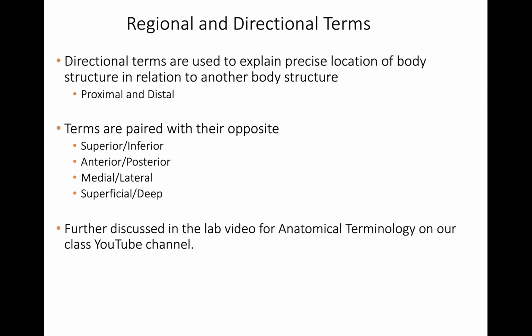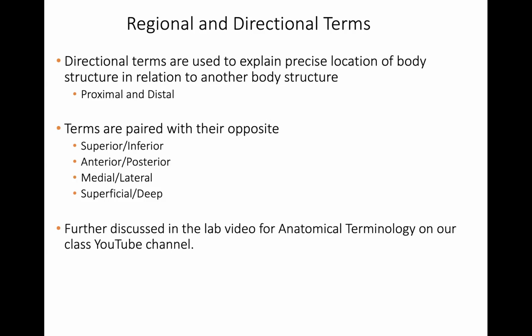Now, in order for that to make sense, we need to be comparing our structure of interest to a neighboring structure. So what do I mean by that? If I'm trying to describe where the elbow is in location to the entire upper limb, I can say that the elbow is distal to the shoulder, right? The shoulder is the attachment point. The elbow is further away from that, so the elbow is distal to the shoulder.